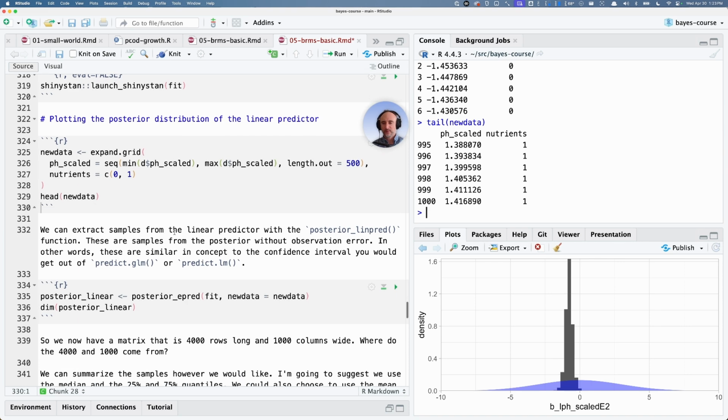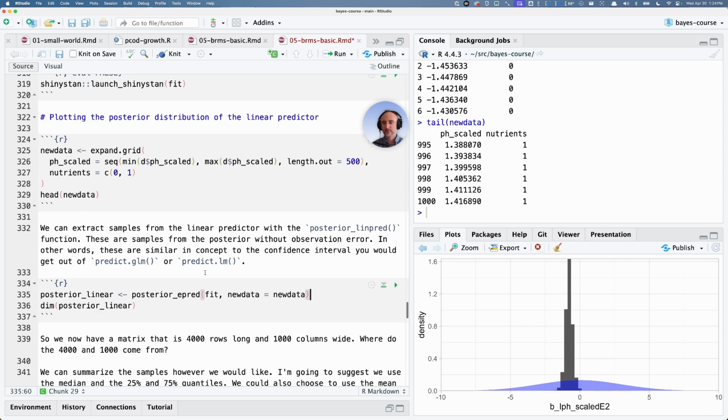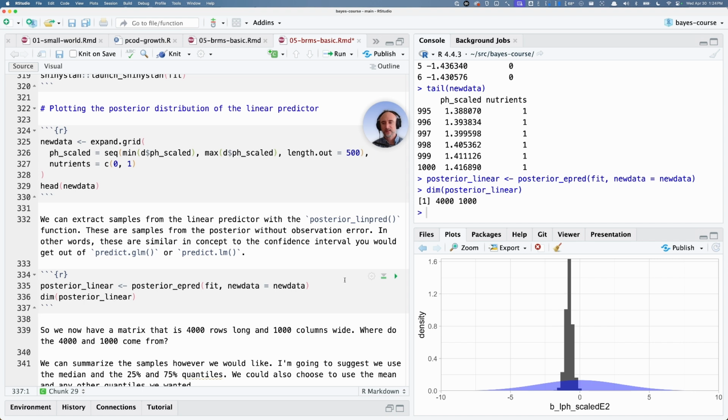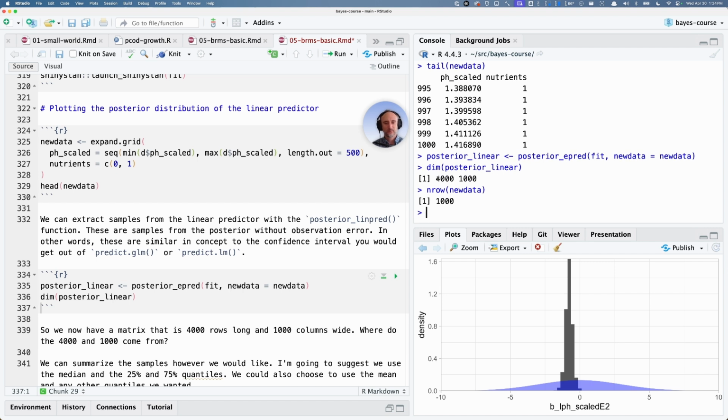And then we can predict from this in various ways. We're going to use posterior_epred for the expected predicted value. This is effectively what you're used to seeing if you've used GLM or LM for linear regression. We're going to feed it the new data, and we'll plot this out in a second. But the important thing is it comes back with 4,000 rows and 1,000 columns. Those 1,000 correspond to the number of rows of new data, and the 4,000 correspond to all the MCMC samples. So for every one of our new data that we want to predict on, we end up with 4,000 samples that we can plot or visualize however we want.